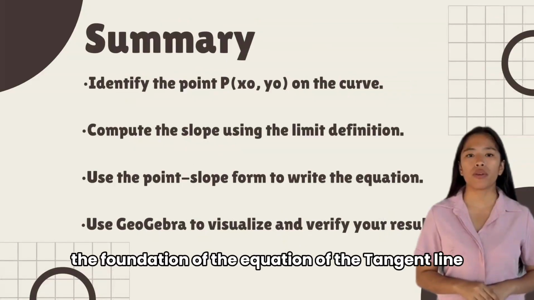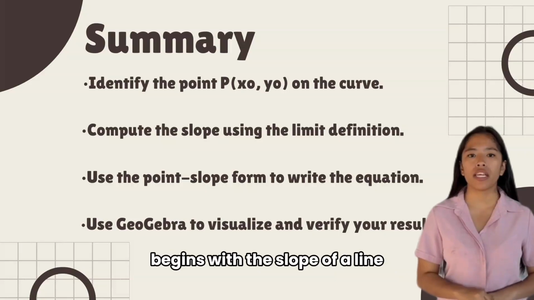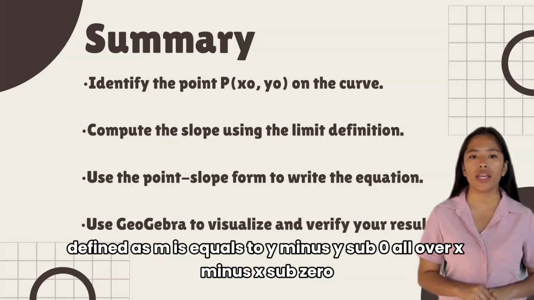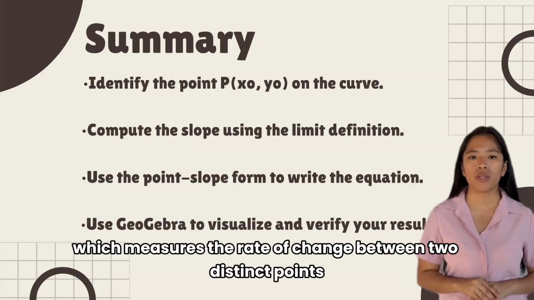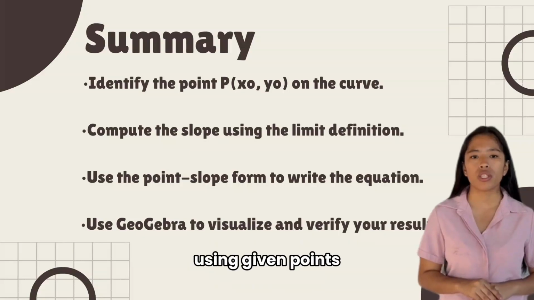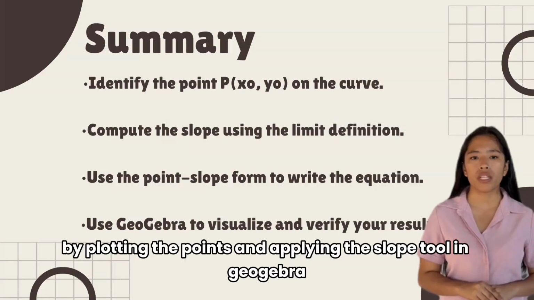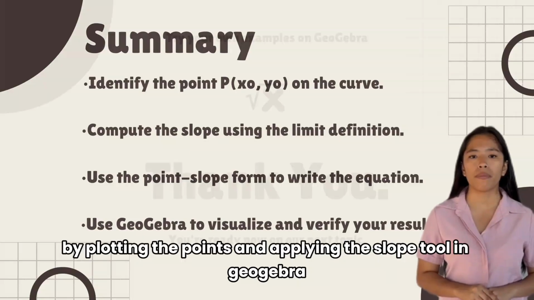The foundation of the equation of the tangent line begins with the slope of a line, defined as m is equal to y minus y sub 0 all over x minus x sub 0, which measures the rate of change between two distinct points. Using given points, the slope of a line can be computed and verified graphically by plotting the points and applying the slope tool in GeoGebra.